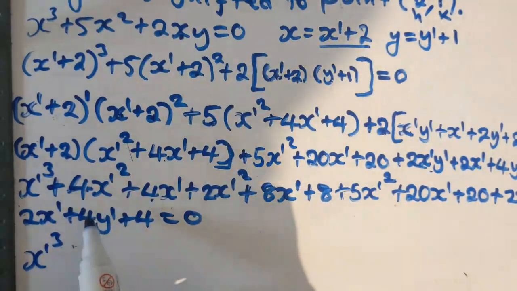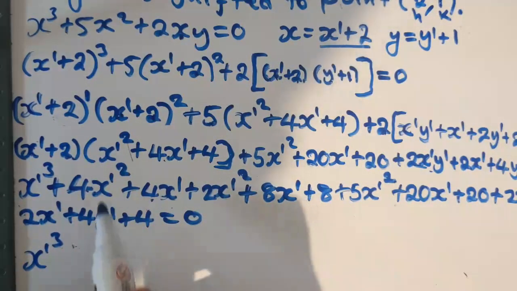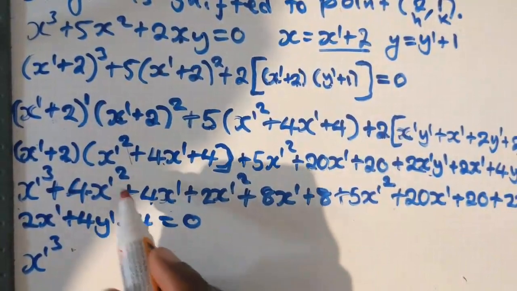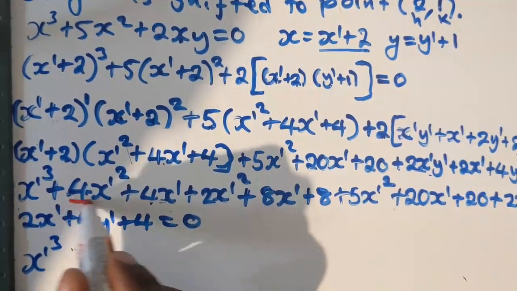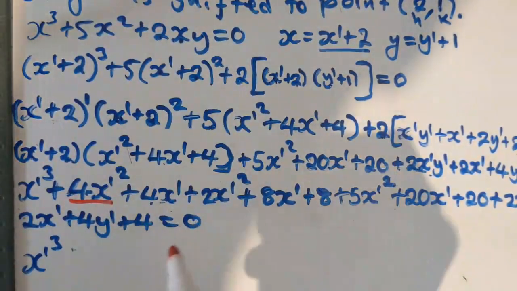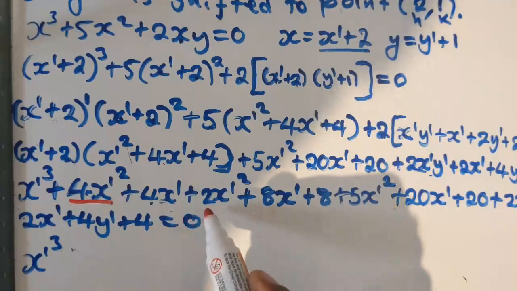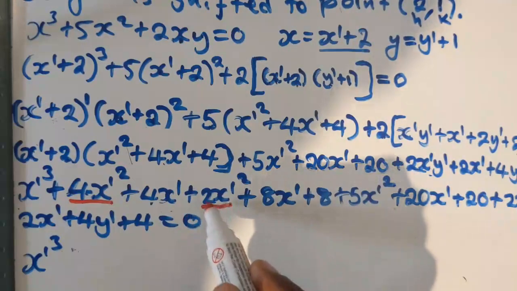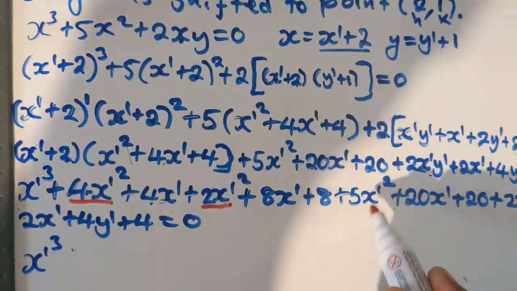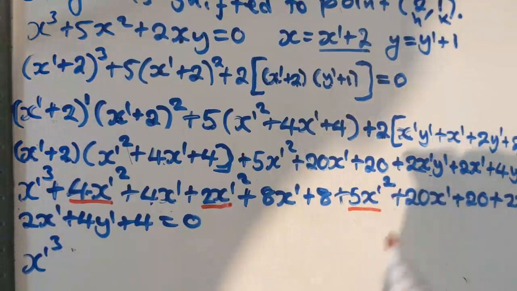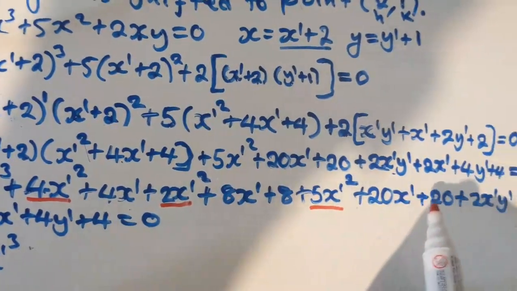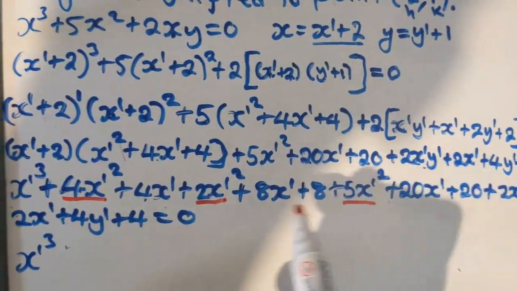Those with power 2 and they have the x prime, let's see them. Those that have power 2, we have this, it is 4x power 2. What of the other one which has x power 2? We have this, 2x prime power 2. Then the other one, we have this, it is power 2. Let's see, do we have any? No, we don't have. Looking at here, we don't have that one which has a power 2.